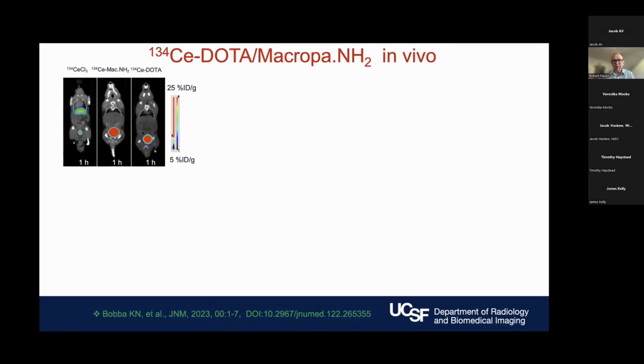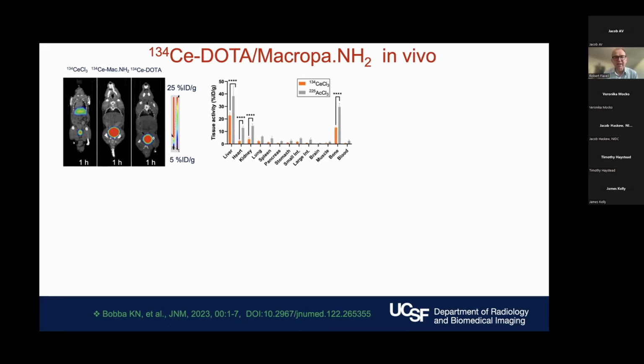We tested the stability of these complexes in vivo. In this experiment, wild-type mice were administered either free cerium-134 metal, cerium-134 chelated to Macropa, as well as DOTA, and we compared it against actinium-225 itself. Comparing the free metals, cerium-134 and actinium-225, we actually did see some significant differences, particularly in liver, heart, kidneys, and bone. So that's interesting to note.